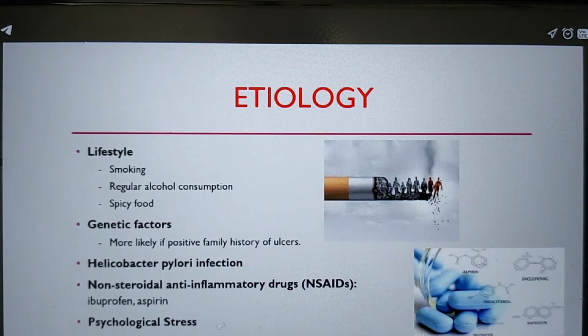So what are the etiology or risk factors for peptic ulcer disease? The main cause for peptic ulcer disease is Helicobacter pylori infection and also NSAIDs. Those patients taking NSAIDs like ibuprofen and aspirin are more likely to have peptic ulcer disease. Other factors are lifestyle, which is smoking, regular alcohol consumption, and those who are taking spicy food. Also, psychological stress will lead to peptic ulcer disease.